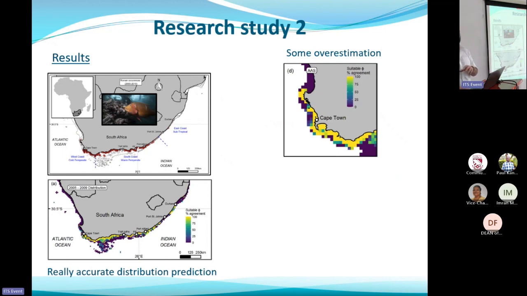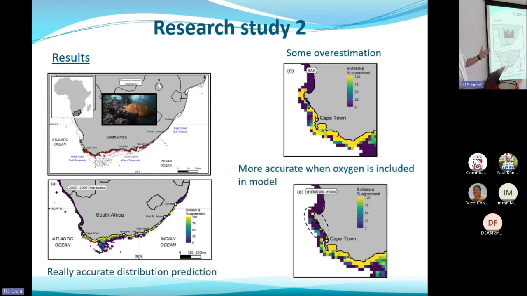There was some overestimation, though. If you look around Cape Town, the aerobic scope model predicted a patch of habitat up the west coast, where it doesn't actually occur. But what we found is that if we added oxygen as another layer into this model, it improved the accuracy of the distribution model. Okay, because there's a big hypoxic zone there in the Western Cape and there's no oxygen, even though the temperatures are right. No oxygen, you can't use your aerobic metabolism.